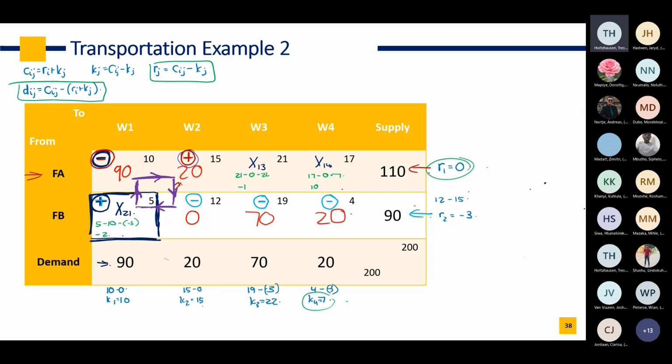So you have your loop. And now remember, with your loop, you look at the ones that are negative, because those are the ones you can take from, and you select the smallest one of them.